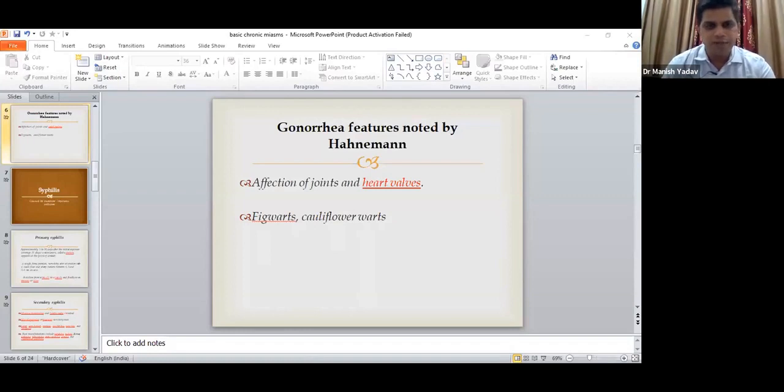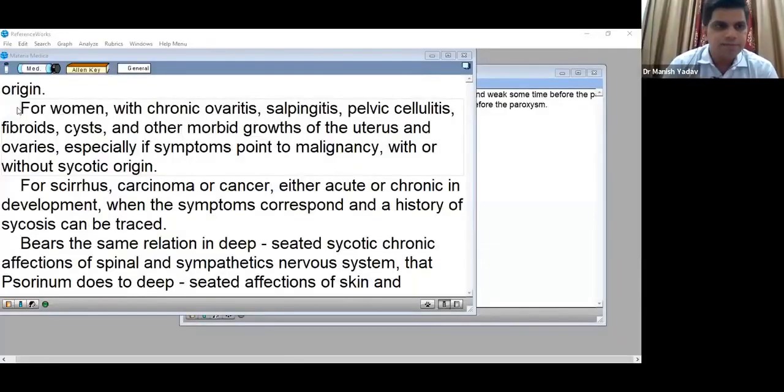Let us open Allen's Keynotes. Maybe I must have shown this in my lecture somehow. Let us see. I just want you to read this. For the woman. It's not showing. Okay, maybe I'll have to share it again. Can you see Allen's Keynotes right now?